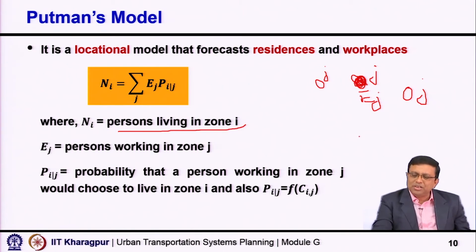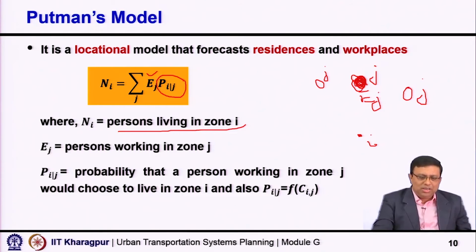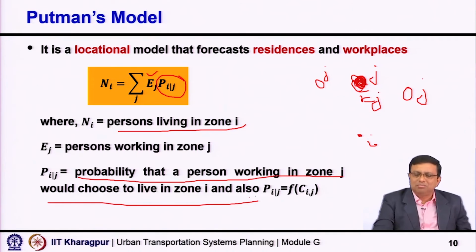So, how much fraction will come to a particular zone i will depend on the employment in zone j, Ej, multiplied by the probability that a person working in zone j would choose to live in zone i. So, how many people are employed in zone j, Ej, how much will come to zone i, multiplied by the probability that a person working in zone j would choose to live in zone i.